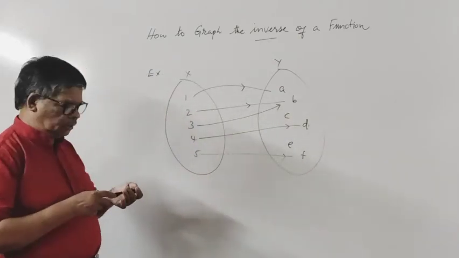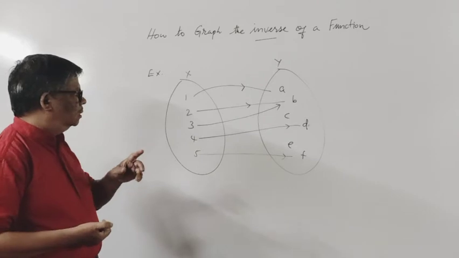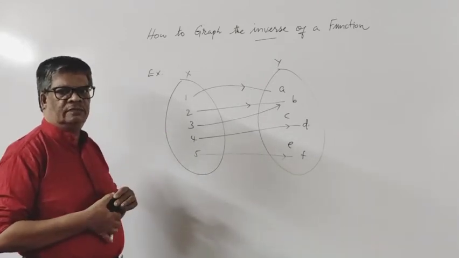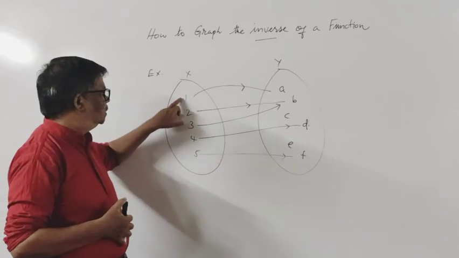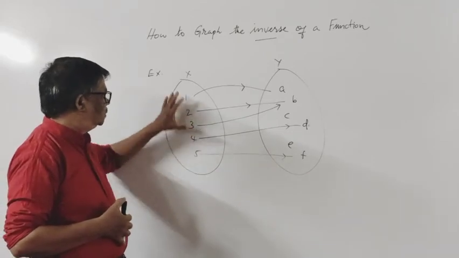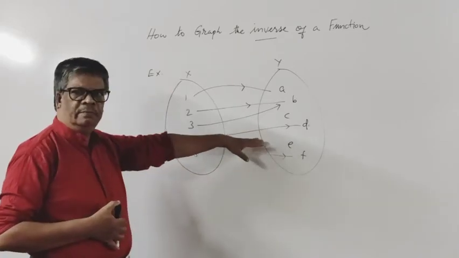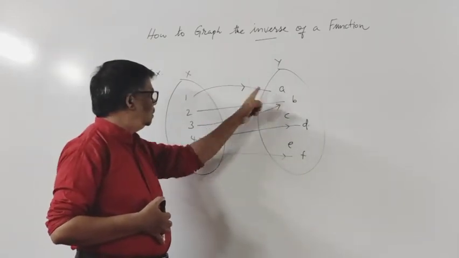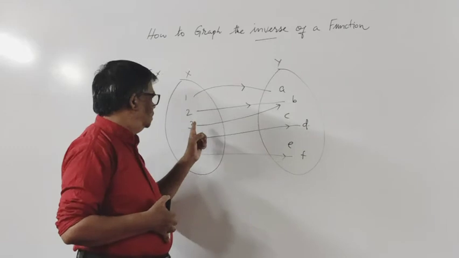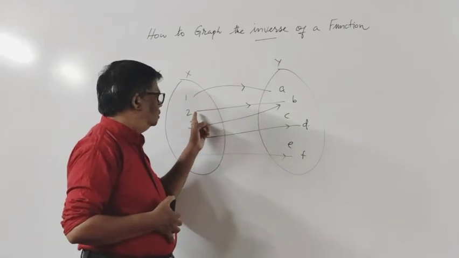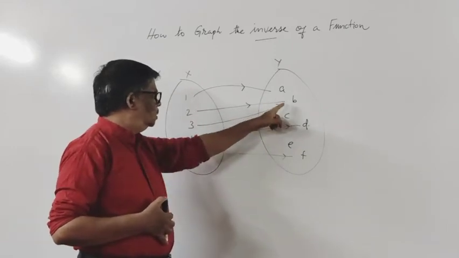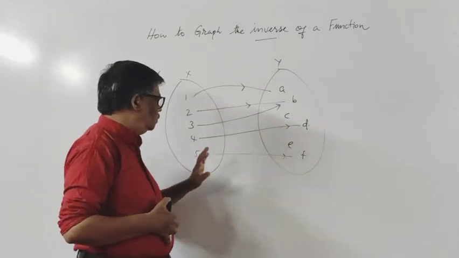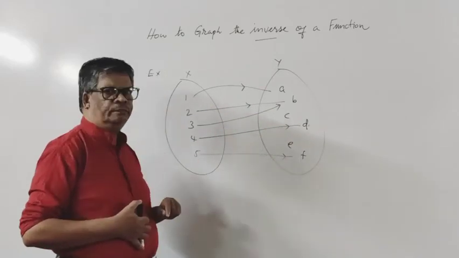This defines a function because the required two conditions are satisfied here. First condition, that every element of x is having an image. So A is called the image of 1, B is the image of 2 and B is the image of 3 also. D is the image of 4 and F is the image of 5.